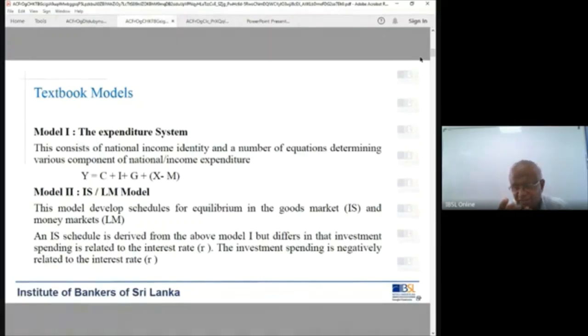If you take a given interest rate, investment is fixed. If the interest rate is a variable, there is a connection between investment and interest rate. This is the difference between the two models. In model 1, we assume investment is constant. In model 2, investment is a function of the interest rate.